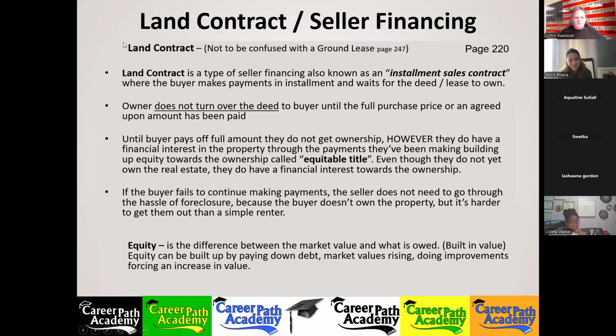Okay, and this explains what a land contract is. It's also known as an installment sales contract. You will get it on exams, so you do need to know it. I think you should also know what equitable title and what equity is.